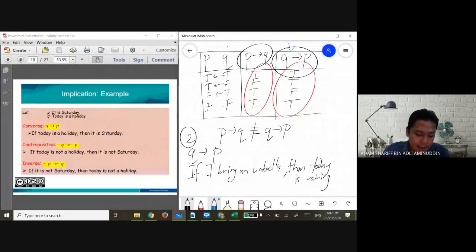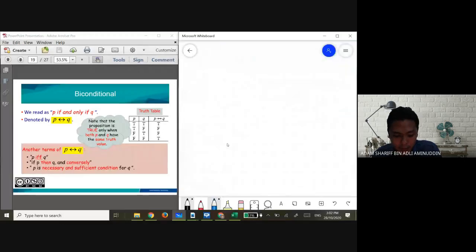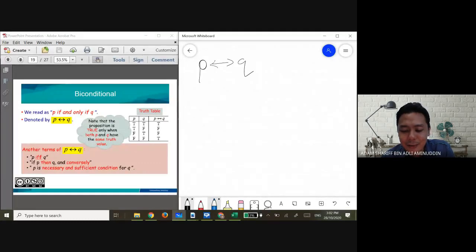Nanti, yang ni sambung nanti. Tapi saya nak terus kepada biconditional. Okay. P if and only if Q. Alright? Memang dia guna verb tu, if and only if Q. Why are they both direction? Because both directions must be true.